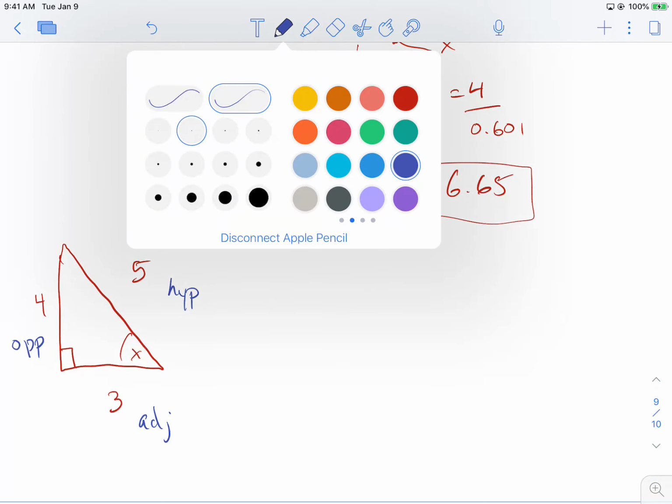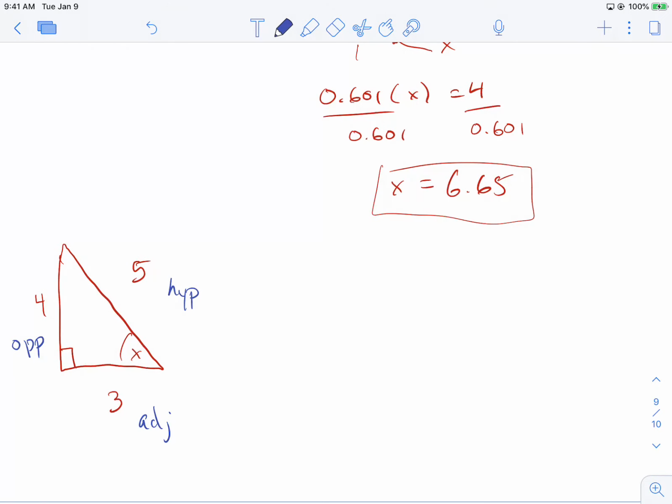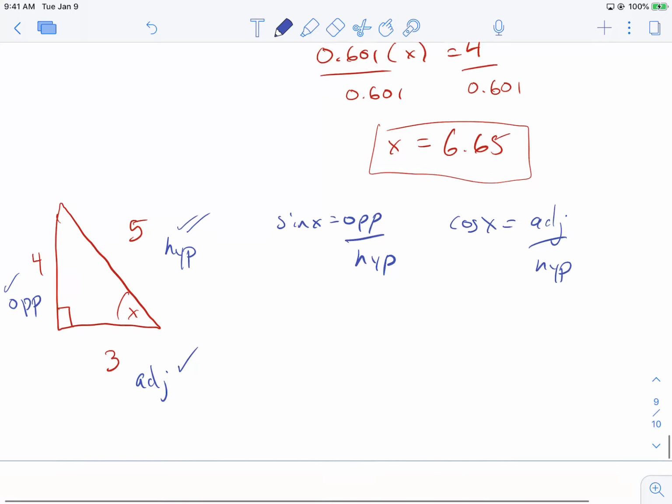Now, we actually now have a choice. See, we could use sine is opposite over hypotenuse because we have the opposite and hypotenuse, or we could use cosine, which is adjacent over hypotenuse. And why could we use that? Well, we have the adjacent and we have the hypotenuse. So we can use either one, but since we haven't used cosine, I'm going to use cosine here.